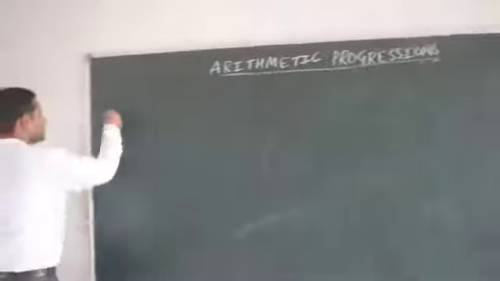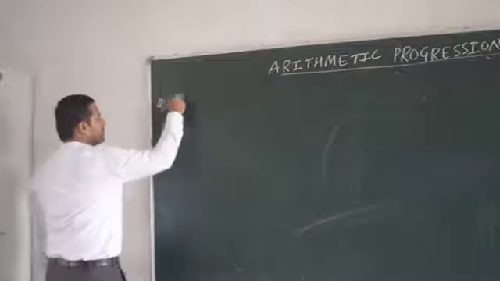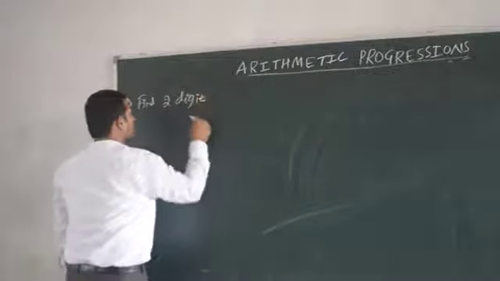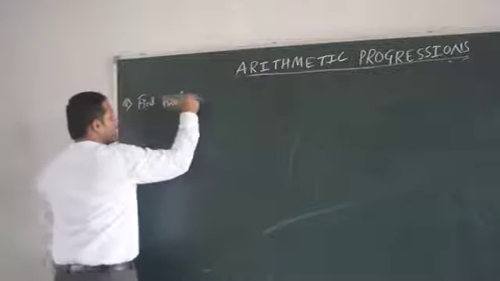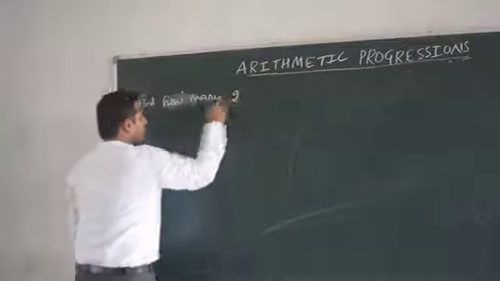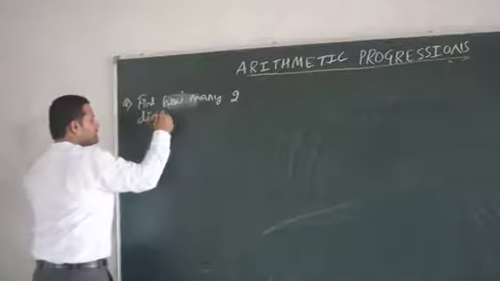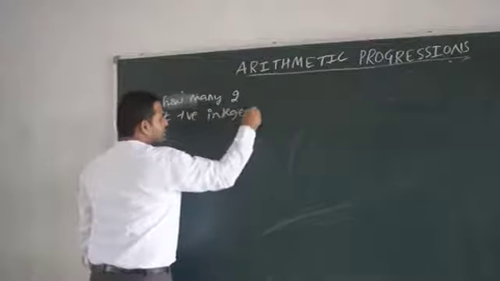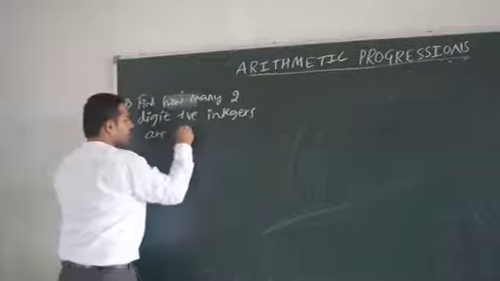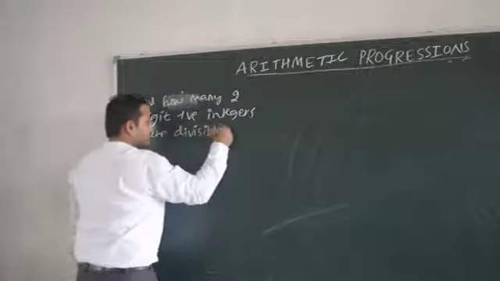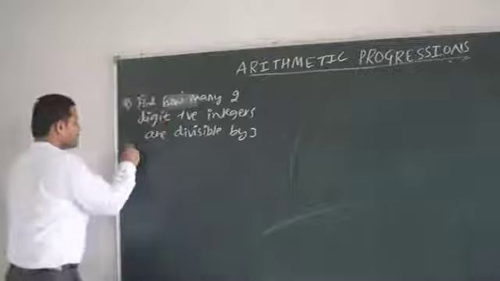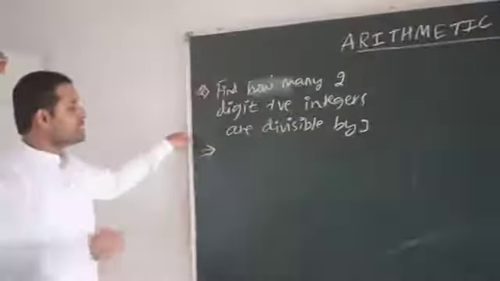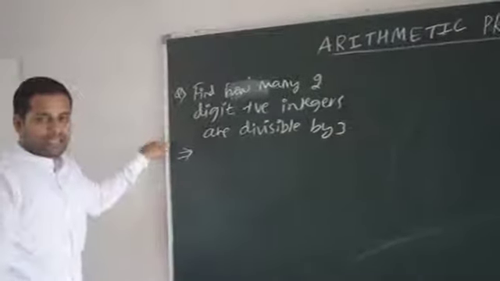Let me give you another question now. Find how many two digit positive integers are divisible by 3. Okay, see the question and try to answer this. What they are asking you: find how many two digit positive integers are divisible by 3. You understand divisible by 3?